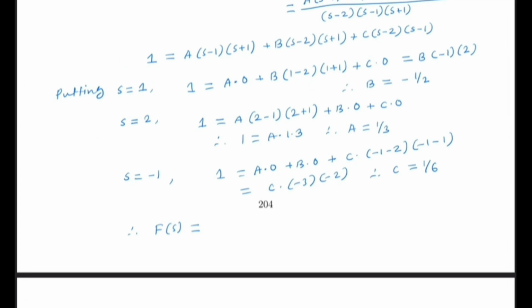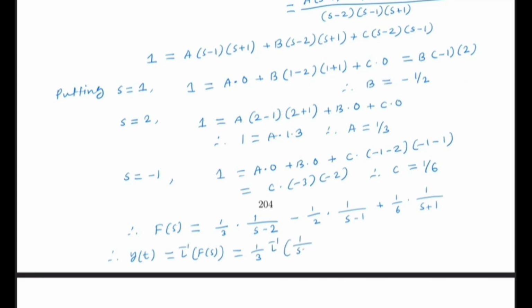F(s) is equal to 1 by 3 into 1 by s minus 2, minus half into 1 by s minus 1, plus 1 by 6 into 1 by s plus 1. Now y(t) is nothing but L inverse of F(s). And the L inverse is also linear, so it is 1 by 3 L inverse of 1 by s minus 2, minus half of L inverse of 1 by s minus 1, plus 1 by 6 L inverse of 1 by s plus 1. So it is nothing but 1 by 3 into e power 2t minus half into e power t plus 1 by 6 into e power minus t.